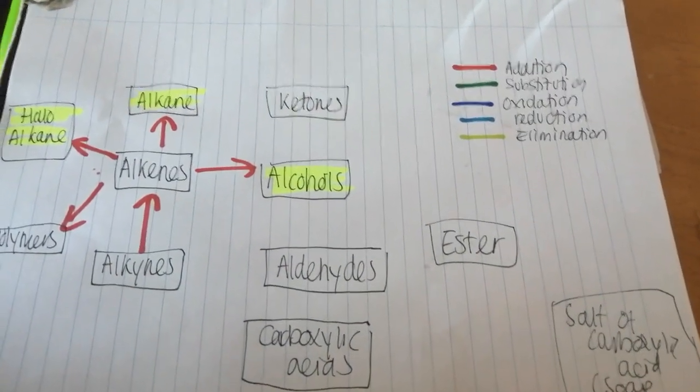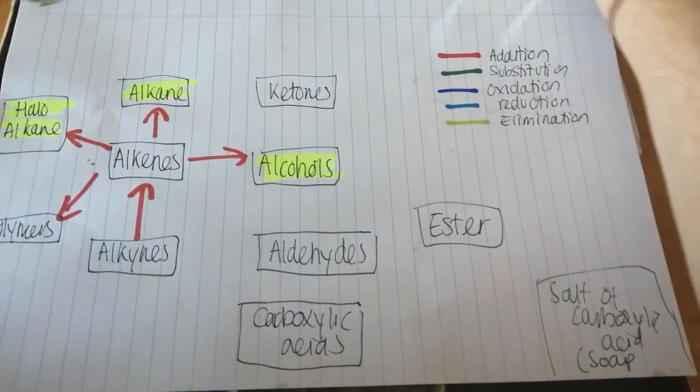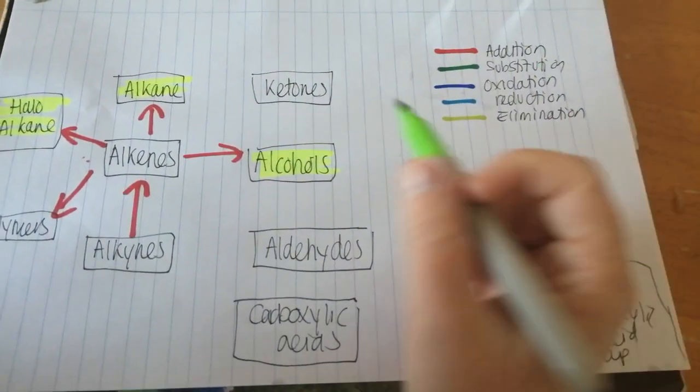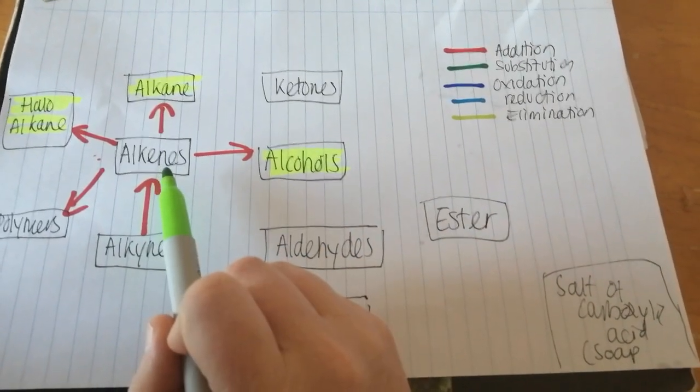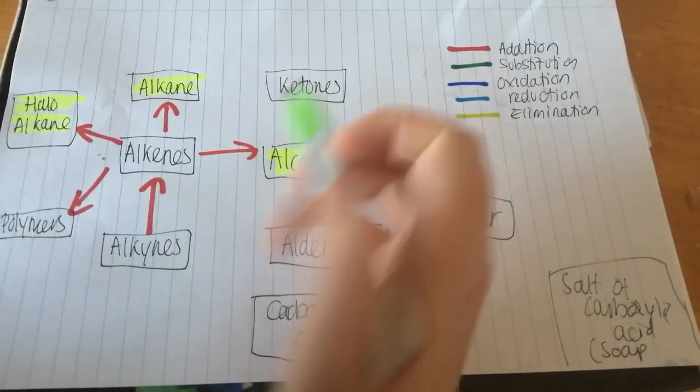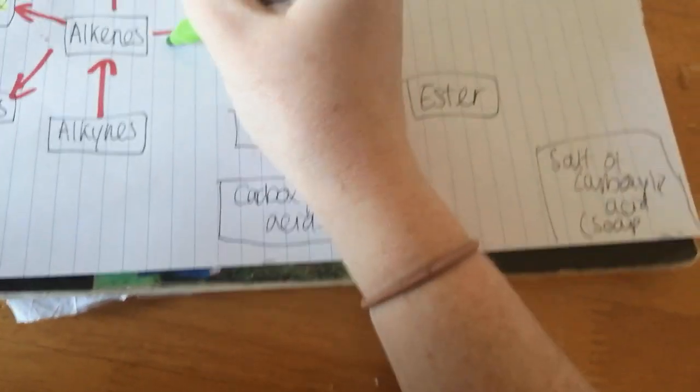Okay, so we're going to do the elimination reaction next. The only elimination reaction on the course is your mandatory experiment, alcohol going to alkene. So it's called a dehydration reaction. We're going to take away the water.